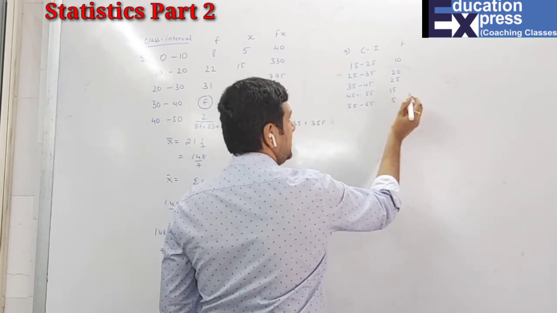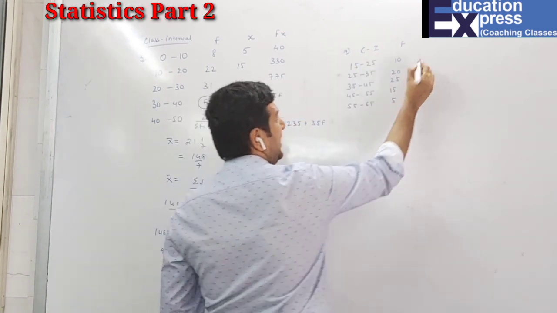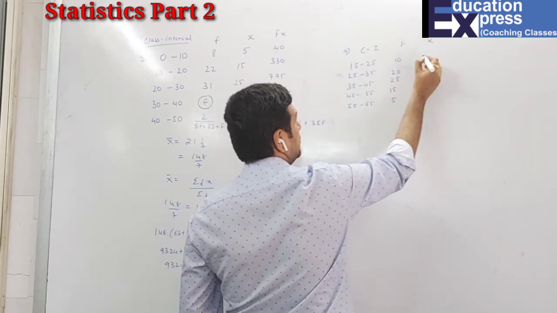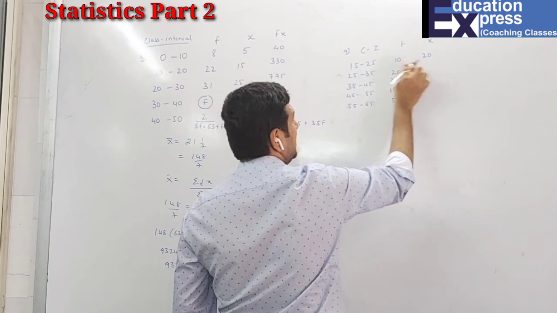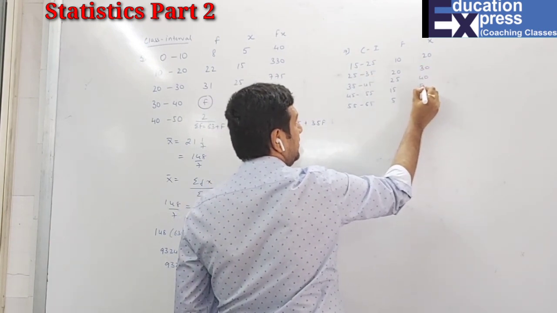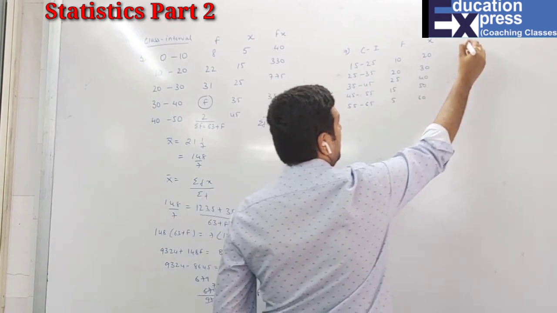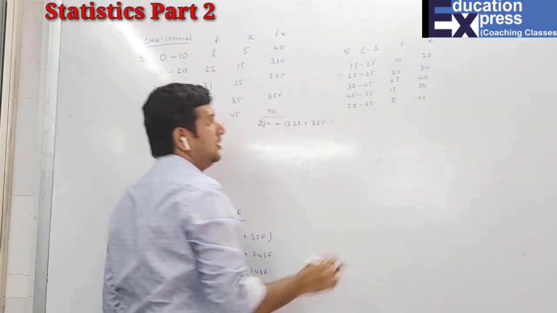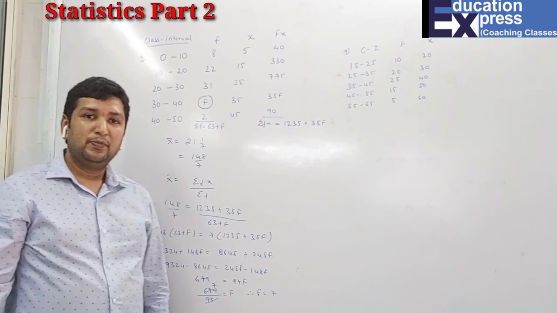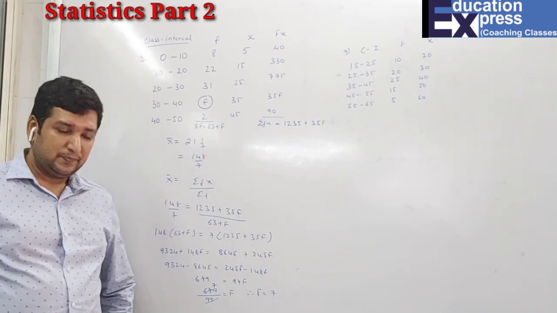Students, when it's a class interval, always find x first. 15 plus 25 is 40, 40 upon 2 is 20. Now what's the gap? The gap is 10. So 20, 30, 40, 50, 60. Now in a similar way find fx, and you can get the answer: sigma fx upon sigma f. With this you can solve this sum also.